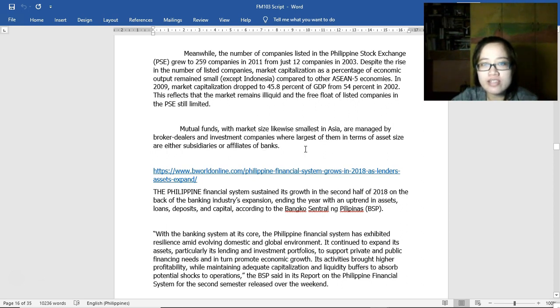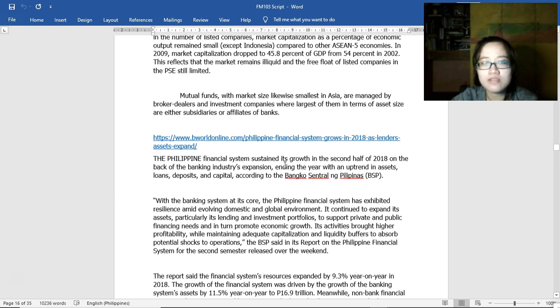Mutual funds, with market size likewise smallest in Asia, are managed by broker-dealers and investment companies. The largest of them in terms of asset size are either subsidiaries or affiliates of banks. Yes, majority of investment houses are subsidiaries of banks, because banks can cover all financial services, but since they want to focus on something, they come up with subsidiaries to focus on the different types of financial services.